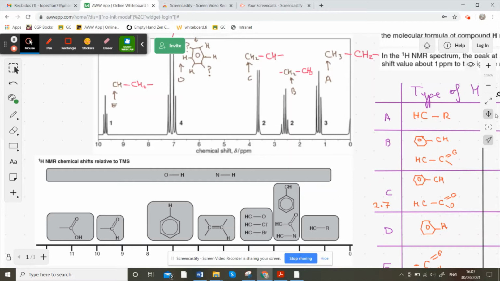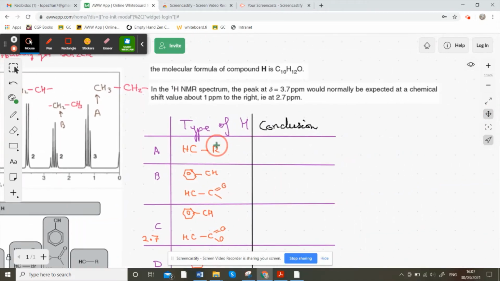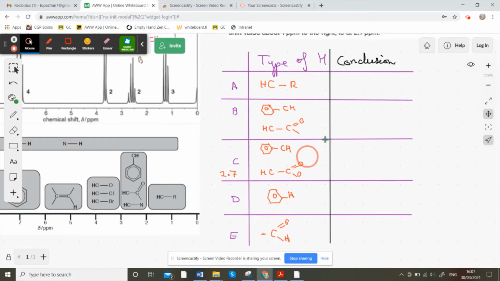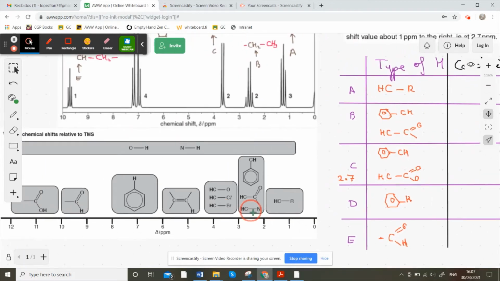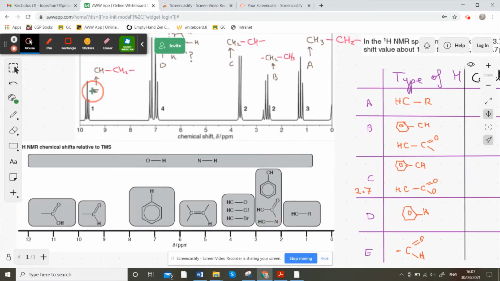For C, remember at the beginning of the question it says that the peak of 3.7 really should be at 2.7. Therefore, peak C falls in this range, and again, could be that or that. Peak D, and then peak E falls here. It's an aldehyde, for sure.